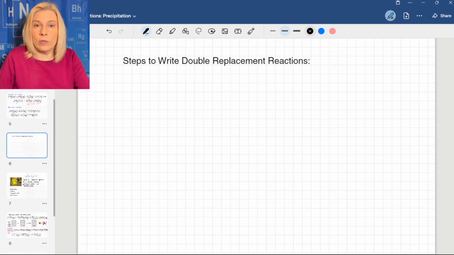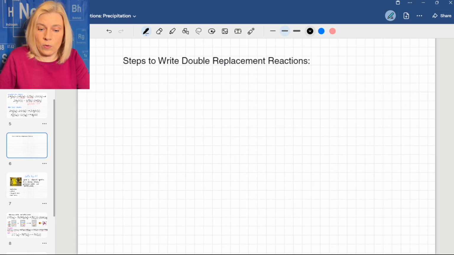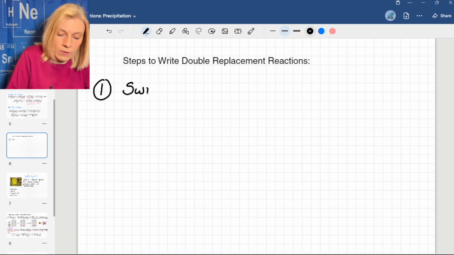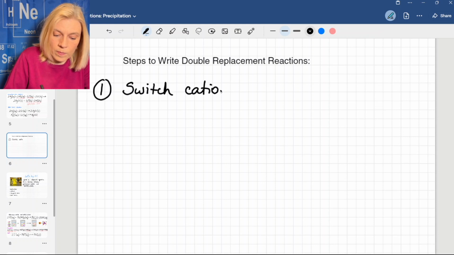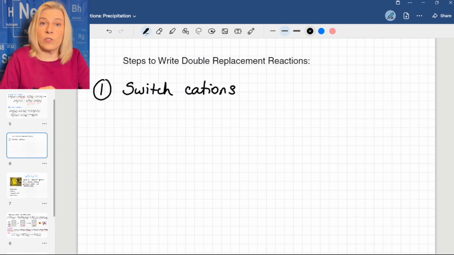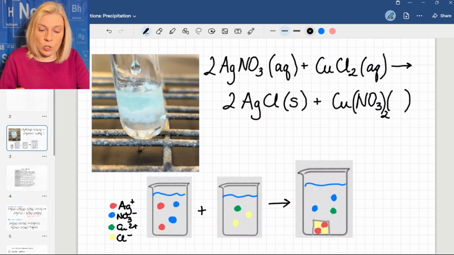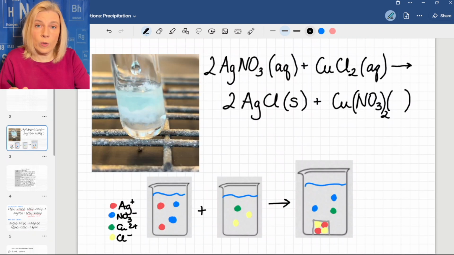Okay, we're going to quickly write the steps. How are you going to deal with writing double replacement reactions? There's 4 steps to follow. This is what we did first. Number 1, you're going to switch cations. Remember, we first switched the cations. When we were doing our reaction, we switched right here. We switched silver and copper ions. So switch your cations.